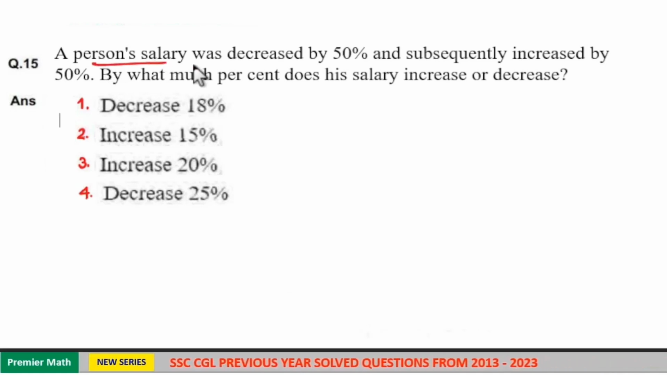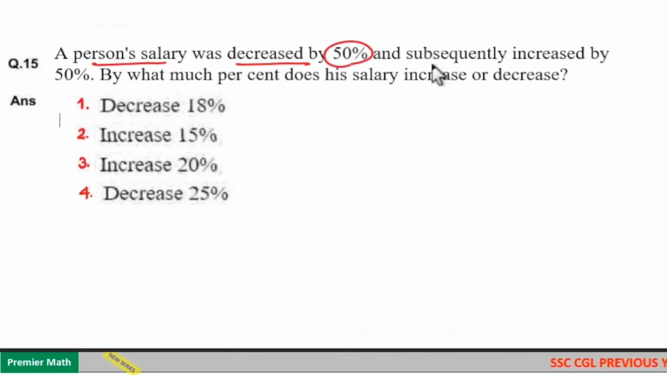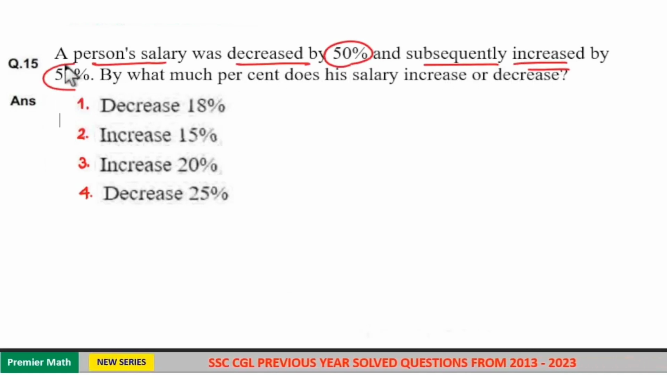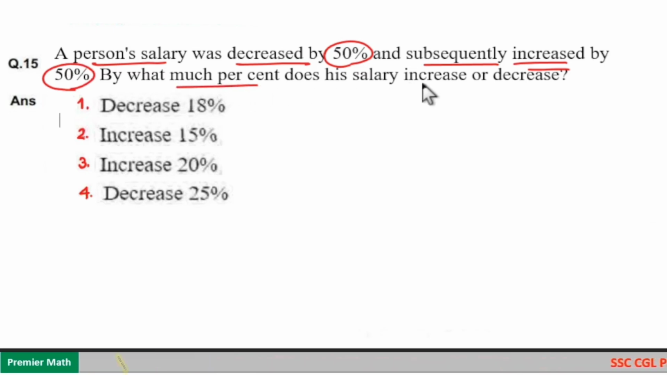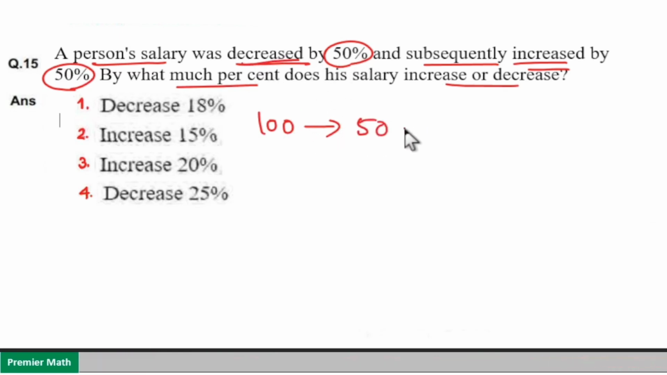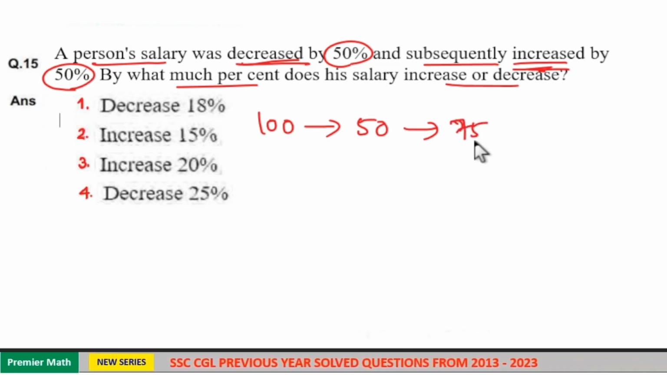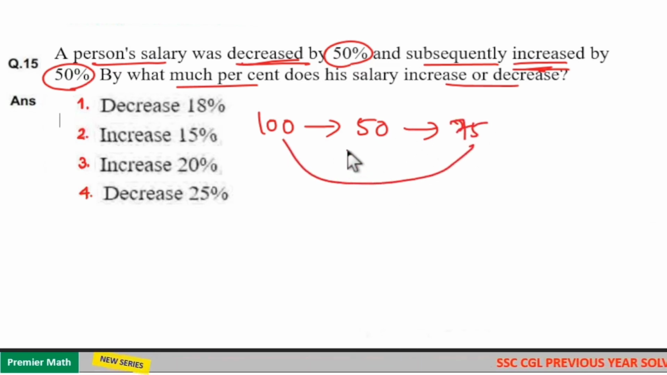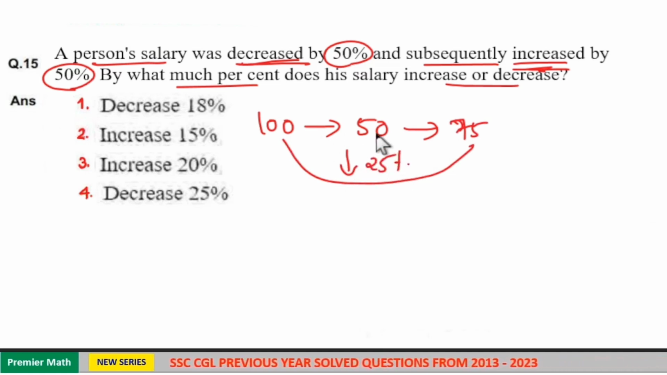A person's salary was decreased by 50% and subsequently increased by 50%. By what percentage does his salary increase or decrease? Initially consider 100 rupees was the salary, then decreased by 50% means 100 minus 50 is 50 rupees current salary. Again increased by 50% means 50% of 50 is 25. So 50 plus 25, 75 rupees. Now salary is 75. So the decrement is equal to 25%. 100 minus 75, 25%. Option 4 is your answer.